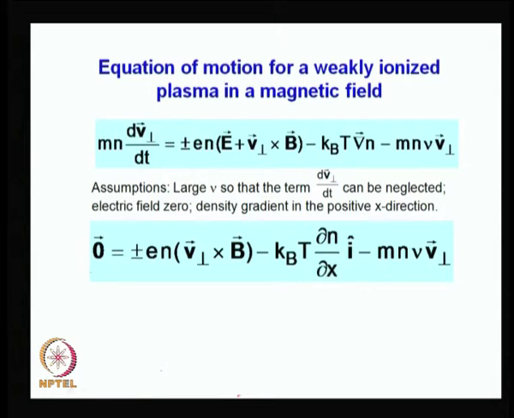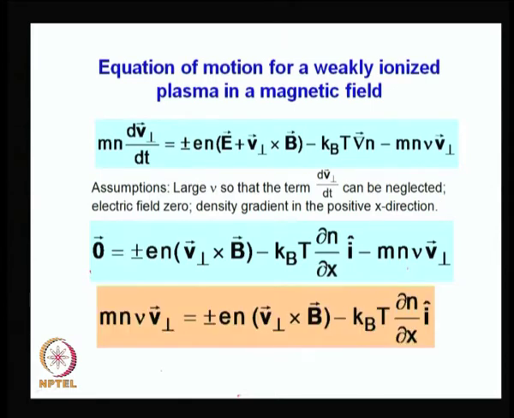So, let us see what this equation of motion reduces to under these assumptions. The term on the left hand side is 0, and we have also put the electric field equal to 0. So, we are left with 3 terms now, the V perp cross B, the density gradient which is parallel to the x axis, and the momentum loss term. From here we can write down an expression for V perp by taking the last term to the left hand side. We are left with the 2 terms V perp cross B and the density gradient in the x direction on the right hand side.